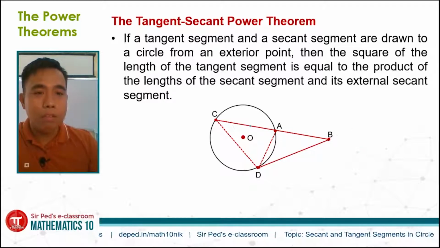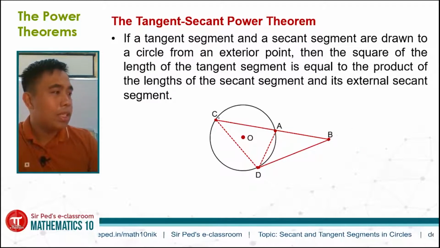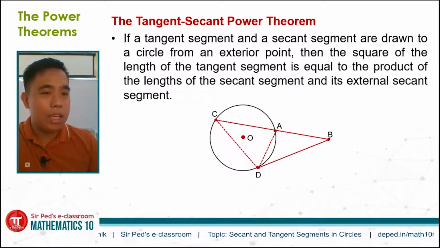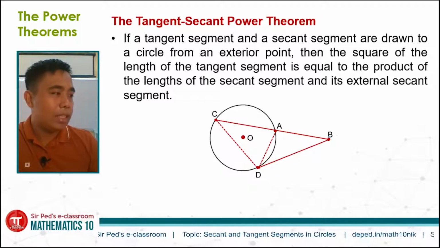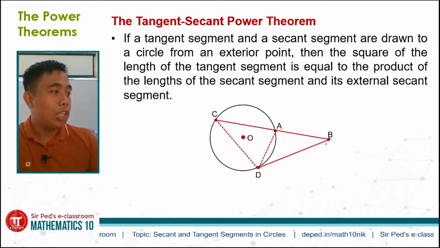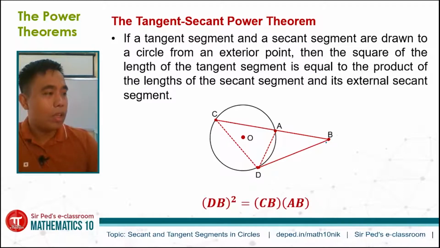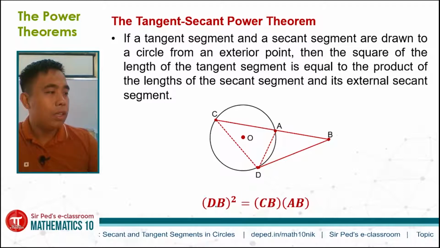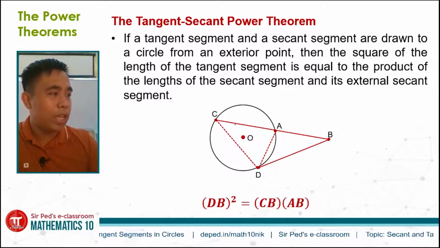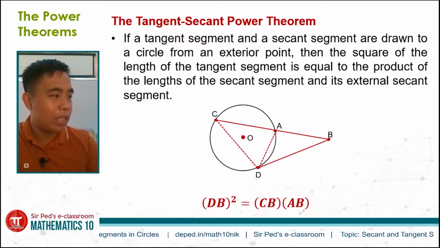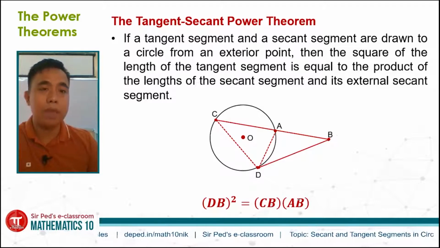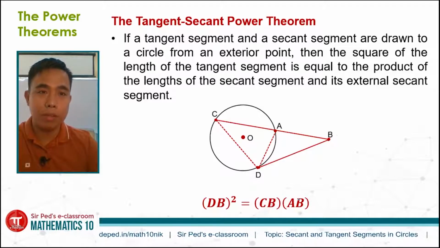Okay. In our figure, CB is a secant segment, AB is an external secant segment, and DB is the tangent segment. So the square of the tangent segment is equal to the product of the secant segment and the external secant segment, CB and AB, respectively. So we are going to prove that one.